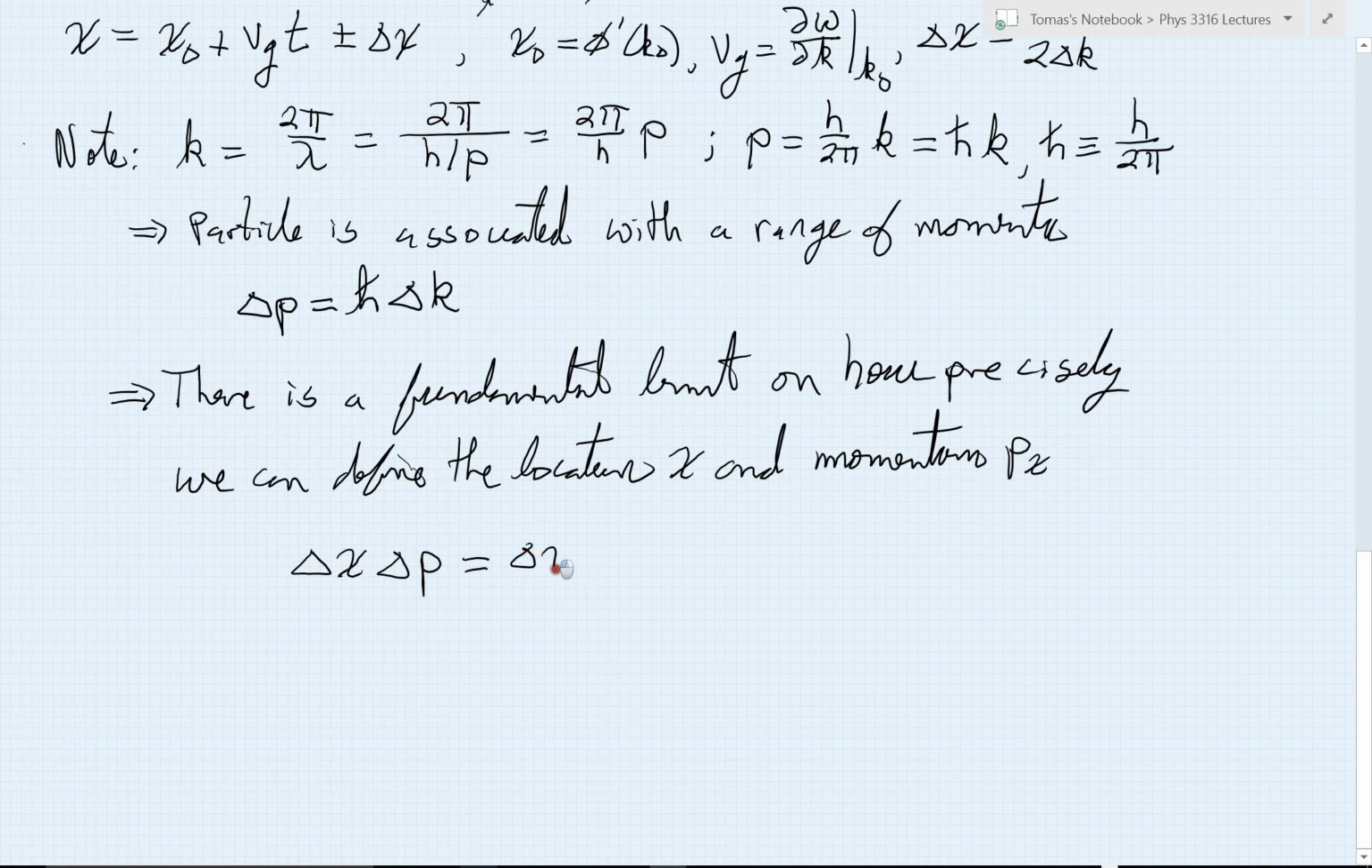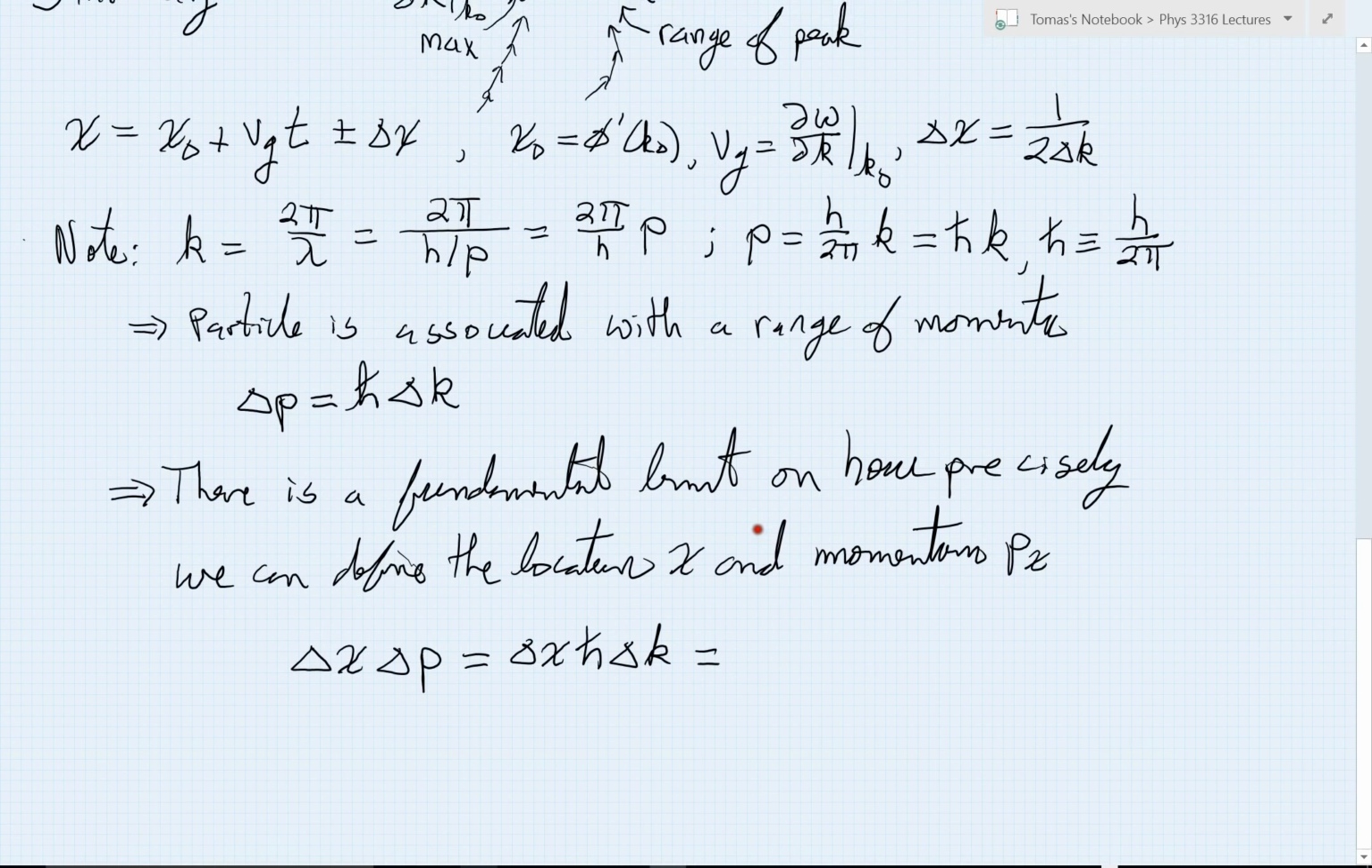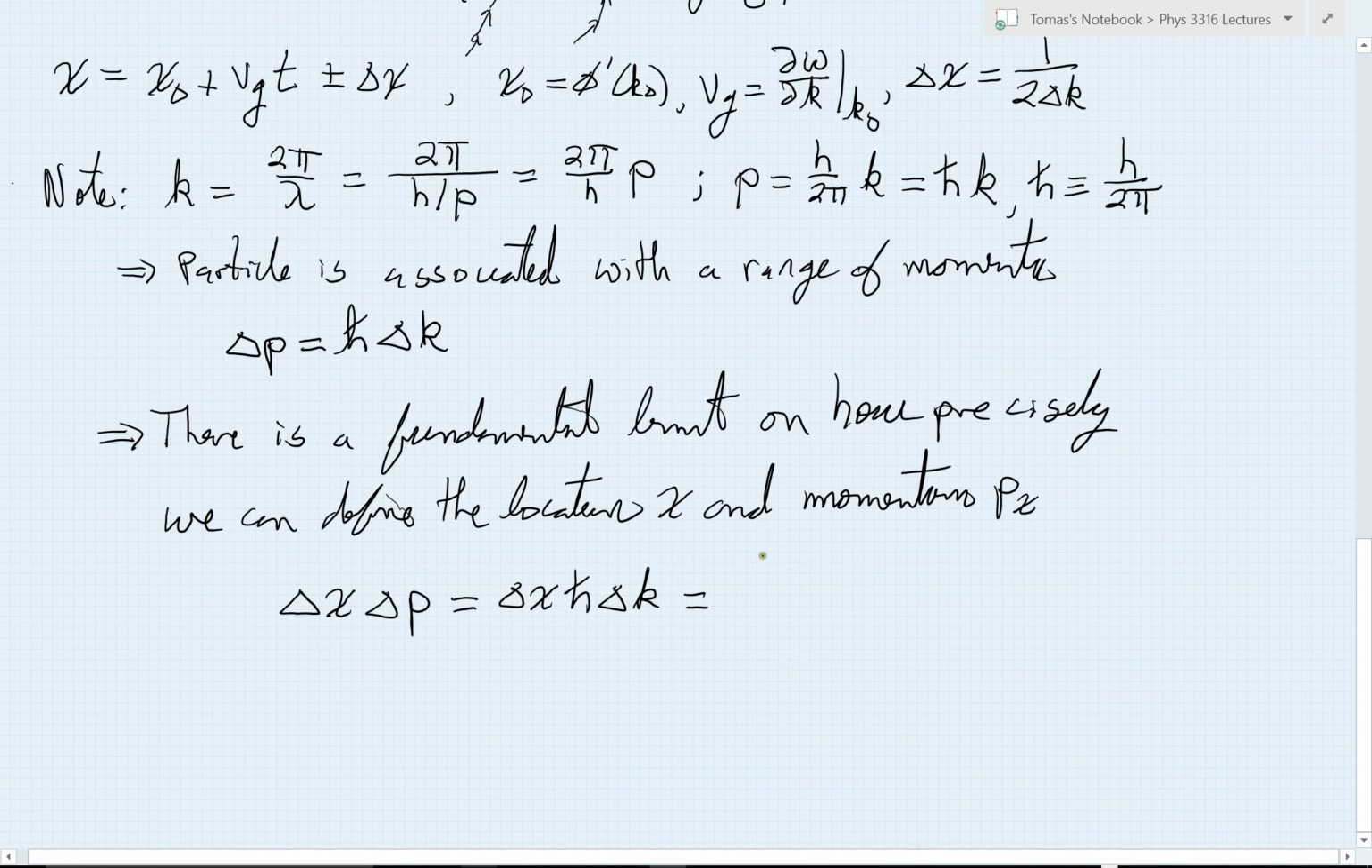We know that delta x delta p is delta x times h bar delta k. But we had seen up above that delta x is 1 over 2 delta k. So that would be 1 over 2 delta k. That's my delta x. Then I have h bar times delta k. And interestingly, my delta k's cancel out, and I get a quantity, and I should stress, I should write this as approximately h bar over 2.